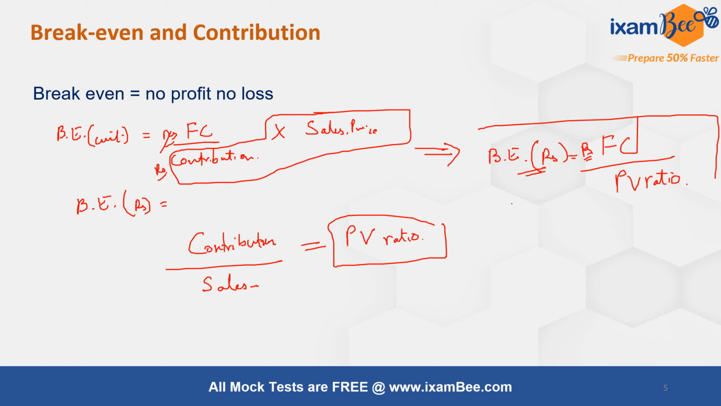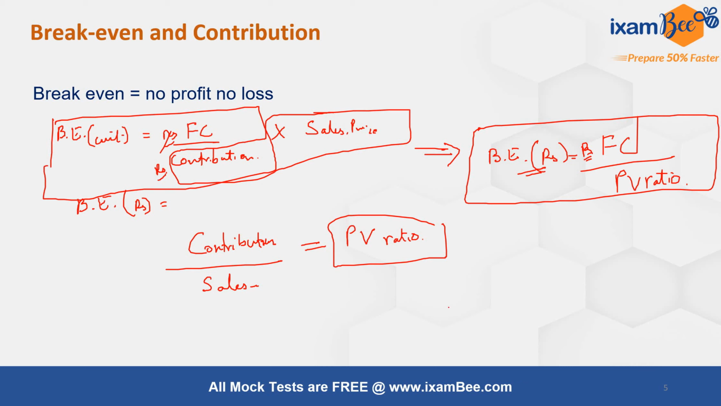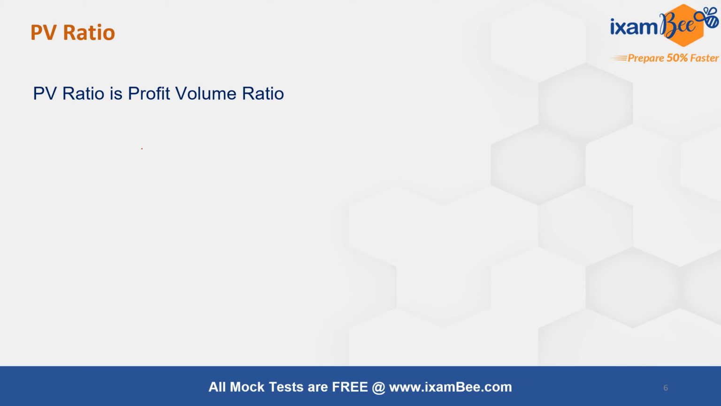So these two become your key ratios to remember for break-even analysis. Now let's further understand what we mean by PV ratio. As I already told you, PV ratio is calculated as contribution by sales. The full form for PV ratio is profit volume ratio, where we are saying the profitability from the product will be determined by the contribution, and the volume refers to the volume of sales, the unit of sales.